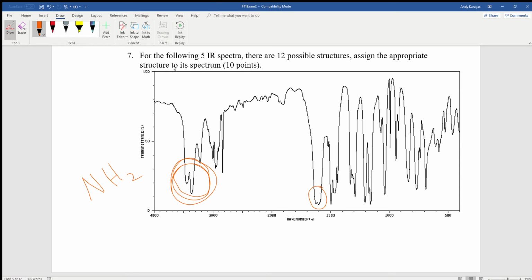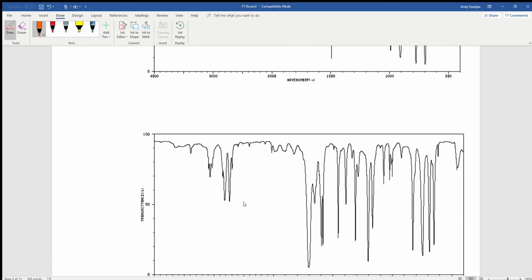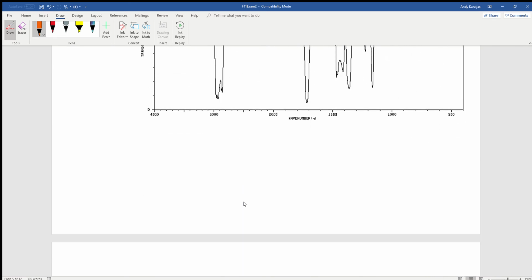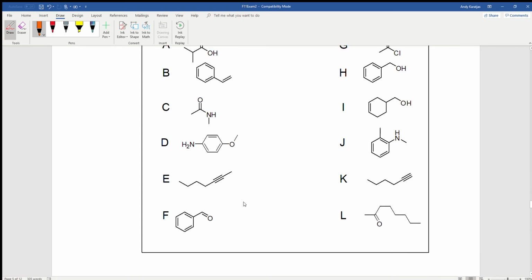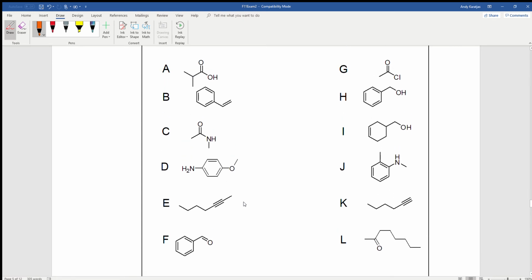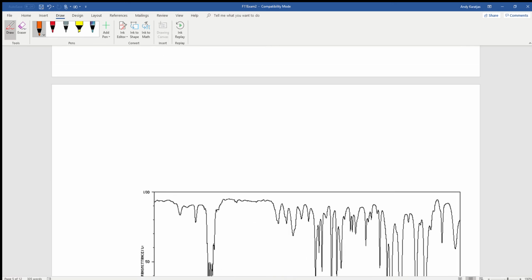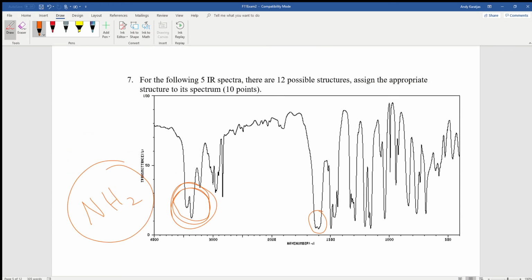But right now I'm going to scroll down to our 12 possible structures and look for anything that has an NH2. As you can see on our list here, there's just a single compound that has a primary amine in it, and that's compound D. So therefore, we know that this first spectrum is the one with the primary amine, which is, again, compound D.